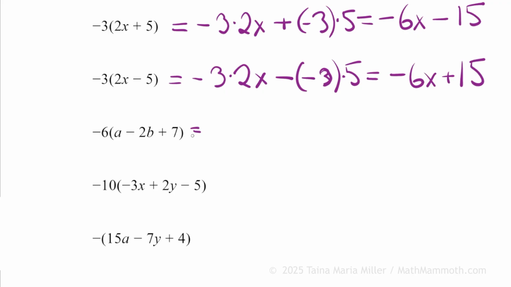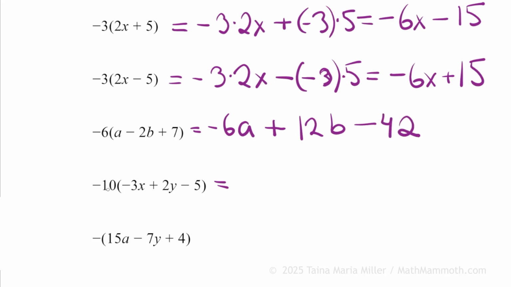So here, when I have -6 times a, that's -6a. Then this -6 multiplies this one too, but I see a subtraction, so I know that the negative and negative will turn it ultimately into a plus sign. So I just write it there, and 6 times 2b is 12b. And then -6 times 7, we get -42, or subtract 42.